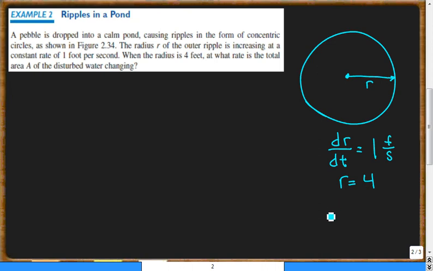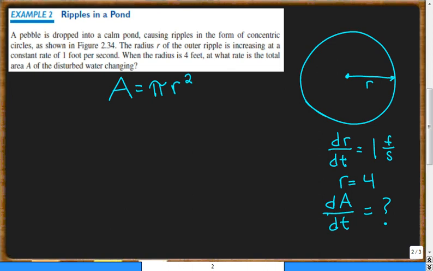So we're looking for area. So at what rate? What rate is the total area A changing? So that is the change of area over the change of time. We don't know that. So we need to figure out, how do we relate the radius of a circle to its area? Well, we come back to one of our formulas, which is A equals pi r squared. So this relates area and radius.